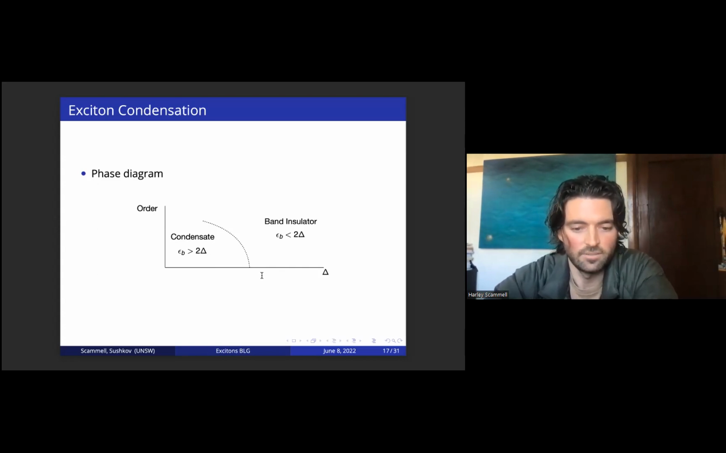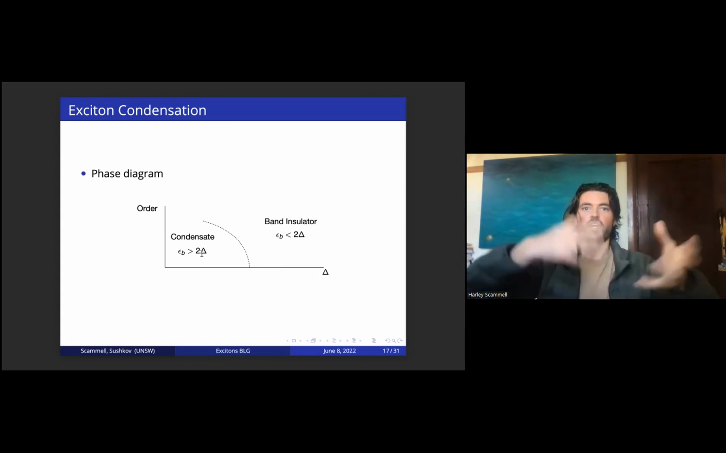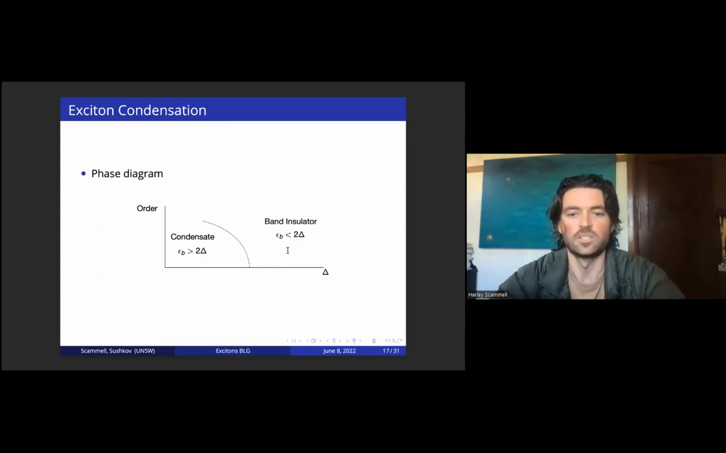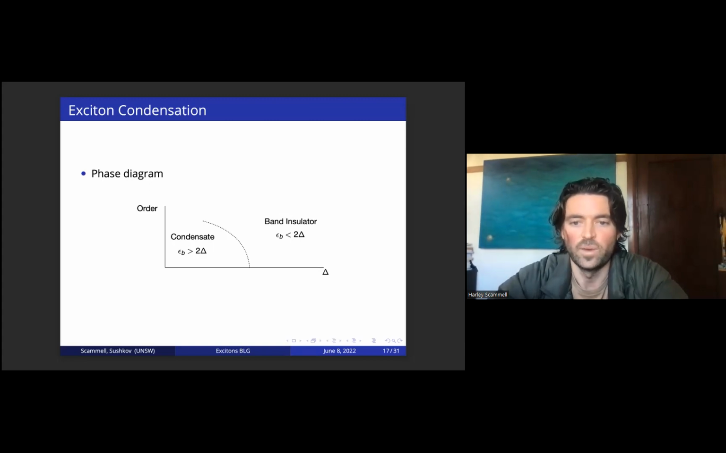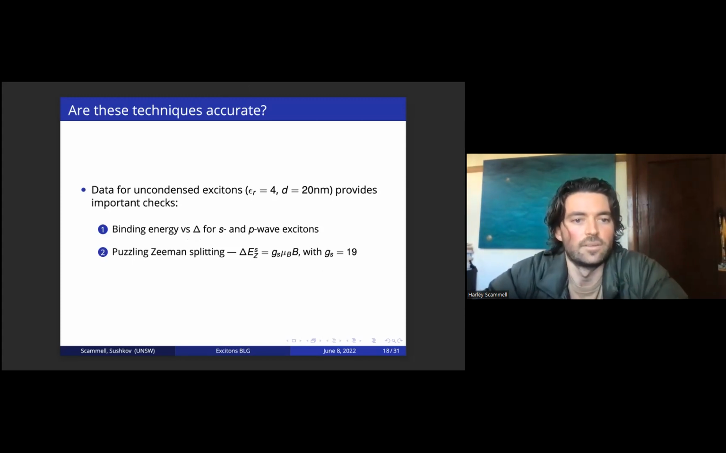And implicitly in everything I've said, I've been suggesting that doing it this way, as opposed to starting in the condensate and trying to calculate properties of the condensate, is a much more accurate way to go about things, because you just have this two-body problem versus a many-body problem. I just want to spend 3 slides verifying that this is true, that if we have the two-body problem, we have highly accurate techniques. So what do we have at our disposal?